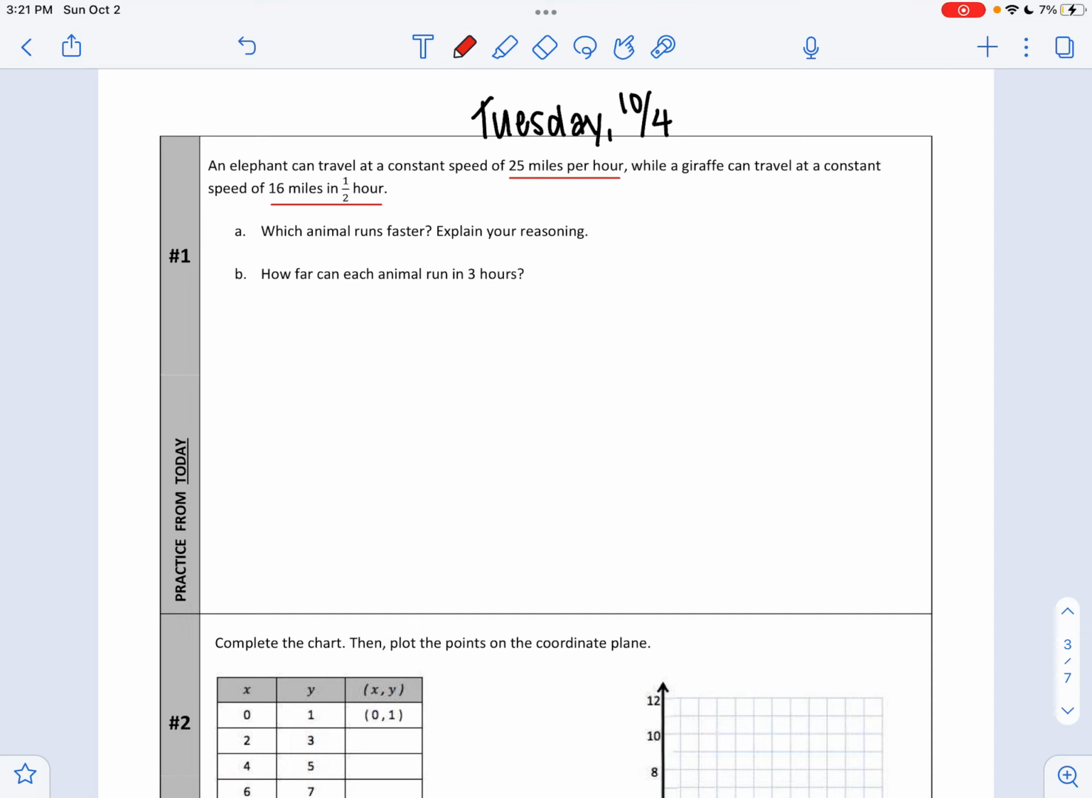You might notice right away that I'm underlining key information so I can keep track of what's happening in this question. I'm being asked to determine which animal runs faster. But I can't compare the two speeds that have been given to me. The reason is that the elephant's speed is provided in terms of miles per hour. Remember, per means 1. But the giraffe's speed is provided in terms of miles per 1/2 an hour.